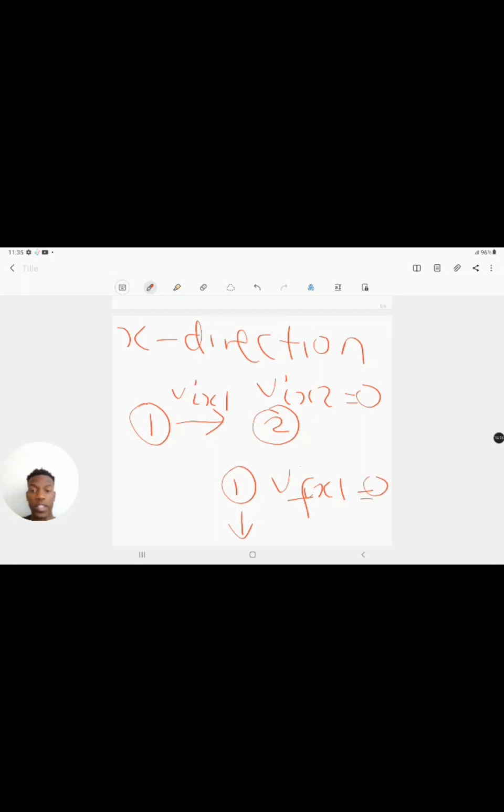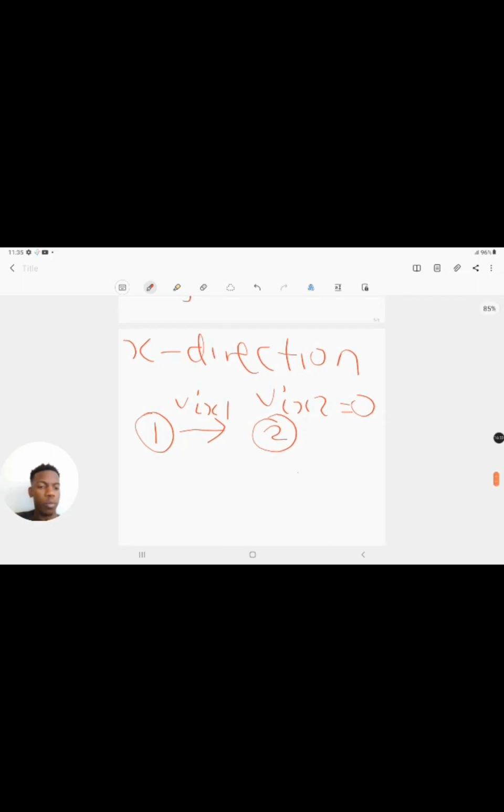It's equal to 0. Why is it equal to 0? Let me explain this a bit more. Why is it equal to 0? Let's go back up there.